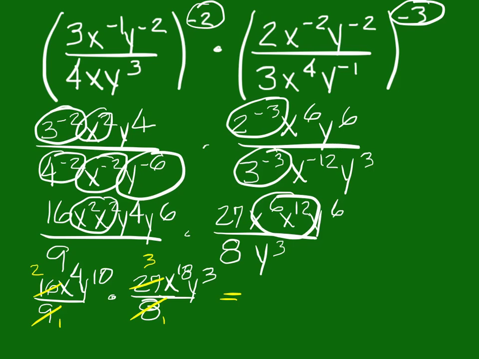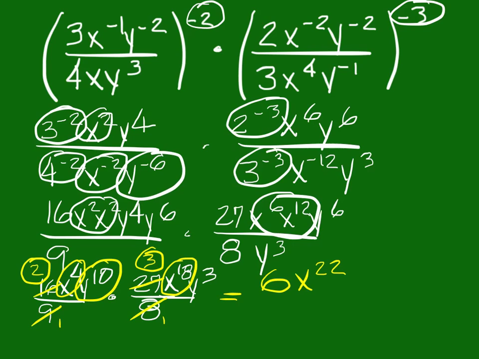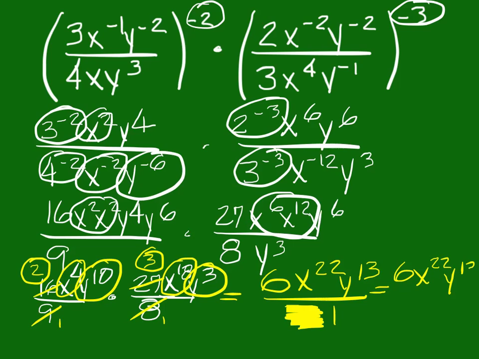So you have 2 times 3, which is 6, x to the 4th, x to the 18th is x to the 22nd. Y to the 10th, y to the 3rd is y to the 13th. And then on the bottom you have a 72. No, actually there's no 72 on the bottom. That's just canceled out. That's just a 1. And the only thing left to do is to write 6x to the 22nd and y to the 13th as your final answer.